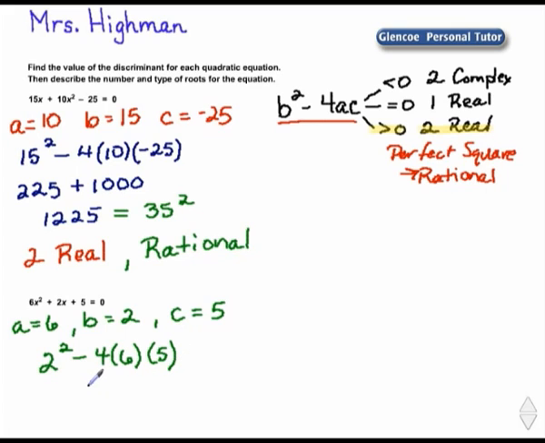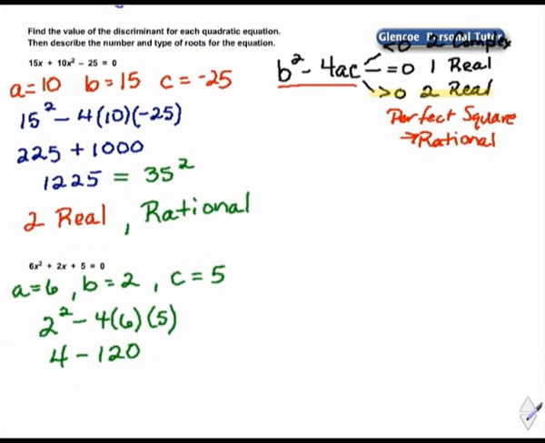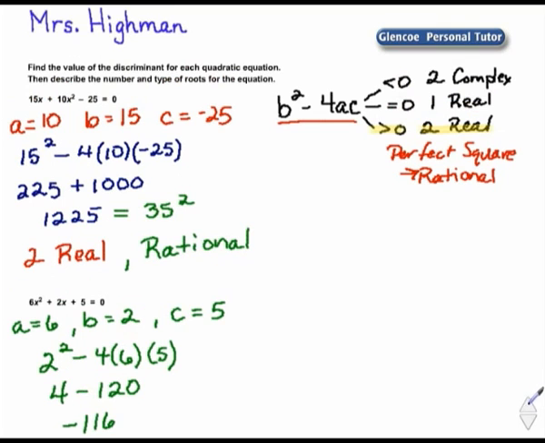And now we'll simplify. 2 squared is 4, and 4 times 6 times 5 is 120. 4 minus 120 equals negative 116. So this time we have our discriminant less than 0, which means that we have two complex number roots.